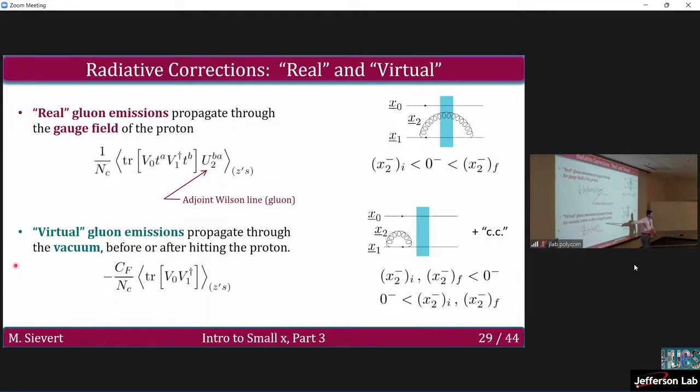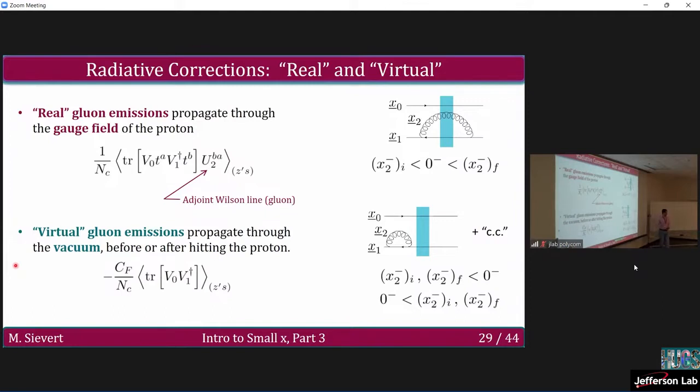I started off with an equation for a dipole. The virtual correction is still a dipole. The real correction is something worse. So these are radiative corrections specifically where I've radiated and absorbed the gluon from this line number 1, particle number 1.